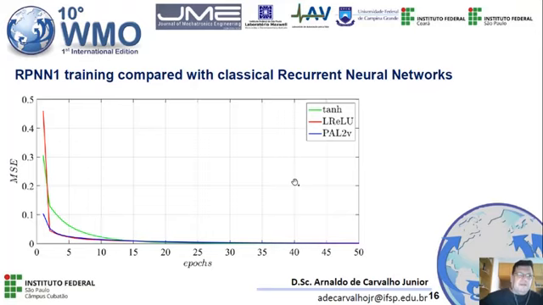Again, the recurrent paraconsistent neural network also achieved good performance results in terms of MSE compared to other classical networks with the same parameters, same number of inputs, same number of weights, same number of neurons in the hidden layer, etc.